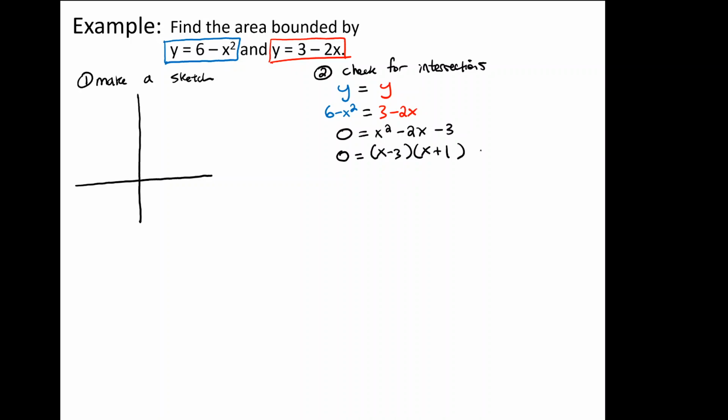That means we have two x values, two solutions. x is equal to positive 3, make the first bracket 0. And x is equal to negative 1, we'll make the second bracket 0. So they're both solutions. Okay, so I'm going to use that information in two different ways. One way is the sketch. So we're going from negative 1 to positive 3.